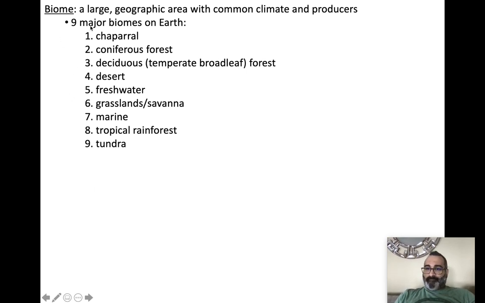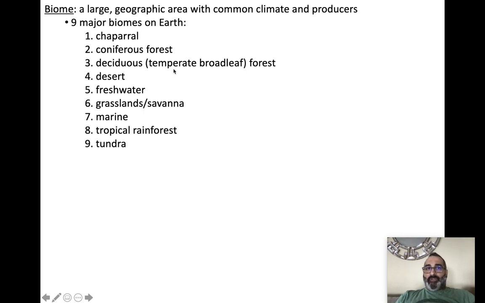A biome is a huge area on Earth and it has a specific climate. And because it has a specific climate, it has specific producers there. And the producers dictate which animals end up living in that particular area. So the producers determine the organisms that are going to be there, which consumers will be there.